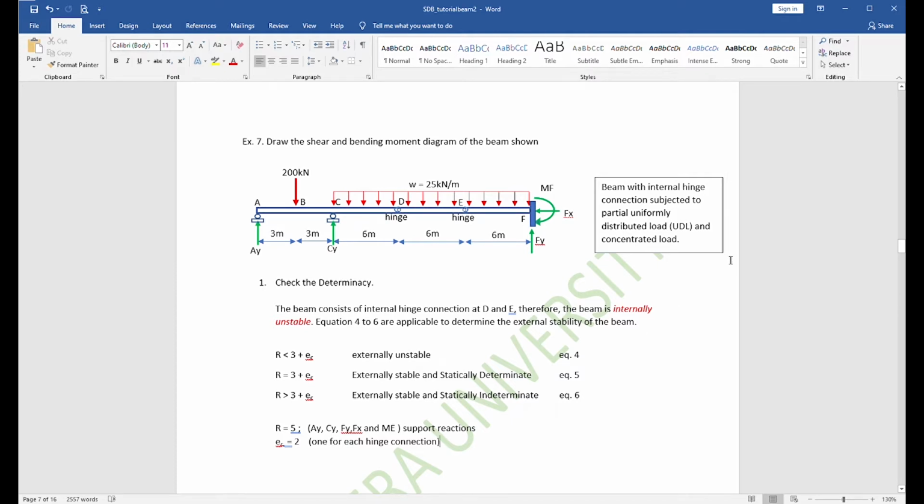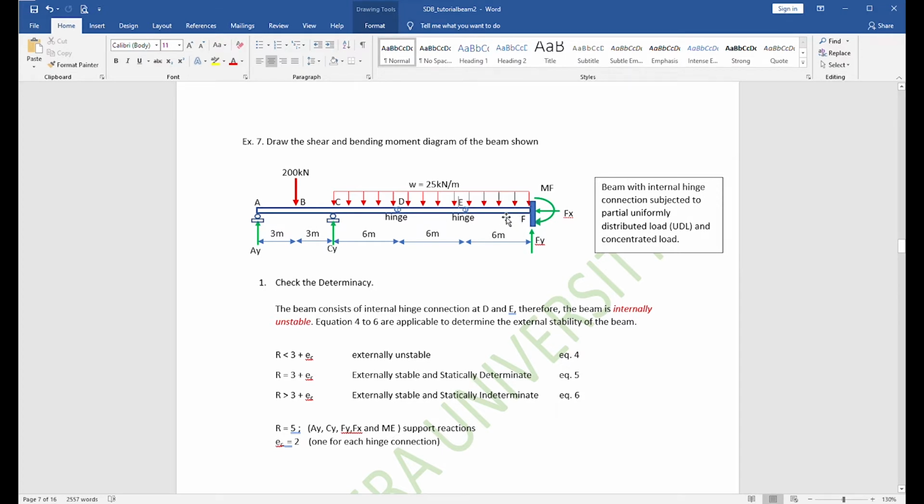Okay, so we will continue solving an example about internally unstable beams. Internally unstable beams are beams with internal connections, like this one, where we have internal connections at point D and point E of the beam. So, we call this a continuous beam.